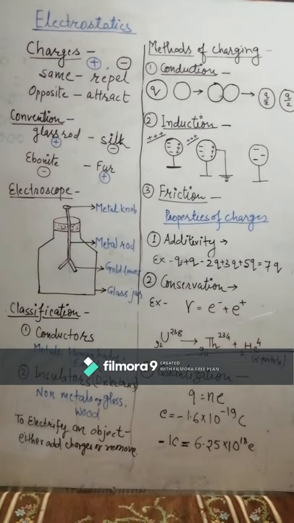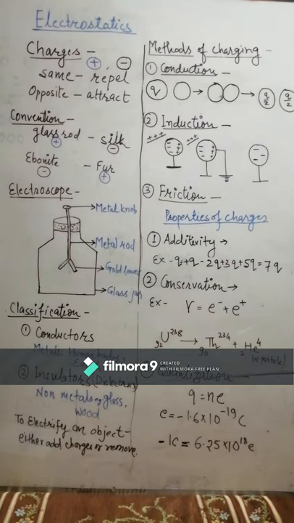In case of radioactive decay also, if we take uranium-92-238, it transforms into thorium-90-234 by emission of one alpha particle. It is a helium nucleus. So you see, the total charges are the same. This is conservation of charges.